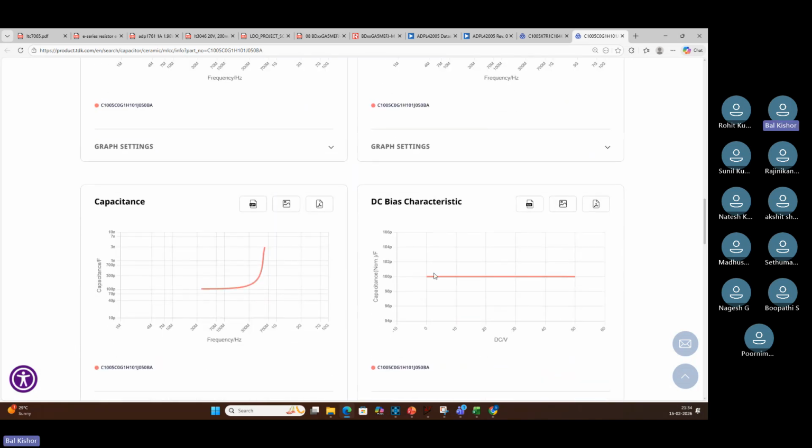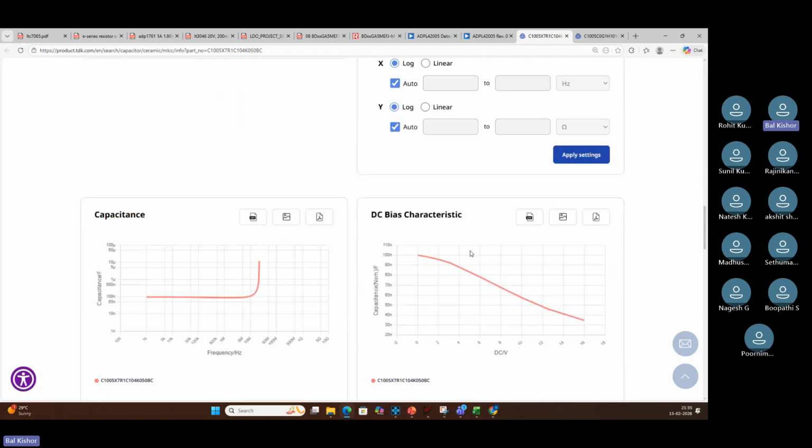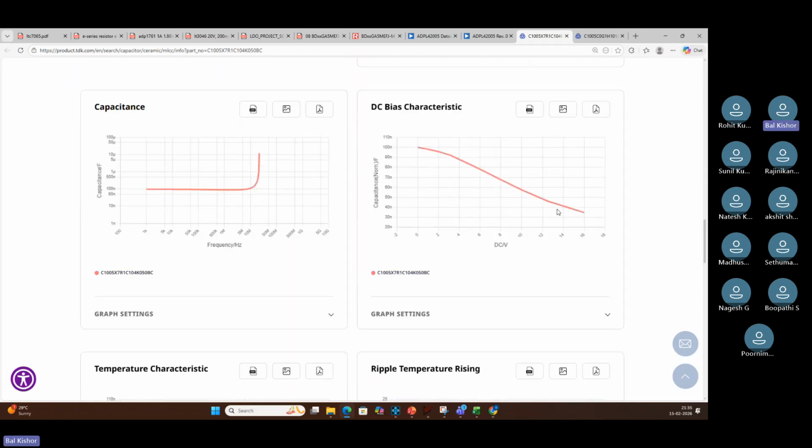And the DC bias characteristic is the most important part about C0G. If you apply 0 volt or 50 or 60, whatever it is rated for, any voltage you apply, the capacitance value will remain the same. It won't change. So this is the most stable capacitor because of the DC bias. You can see here, the other dielectric gives you a worse DC bias result compared to C0G.